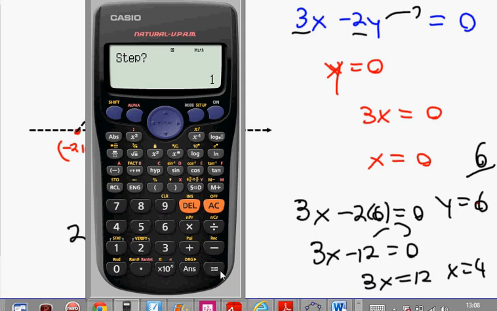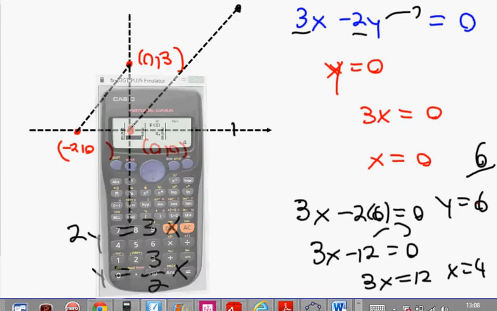Okay, so look at this, guys. The point 0, 0 is on our line, isn't it? And what are we expecting when we go down to 4? 4 and 6. So that's another way of getting the points you need.